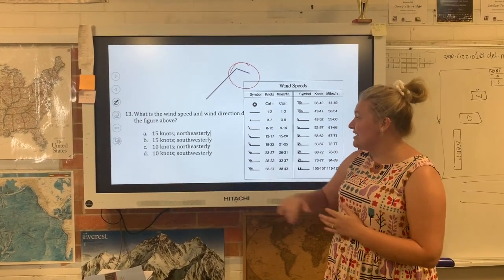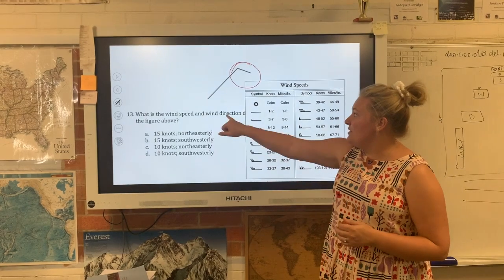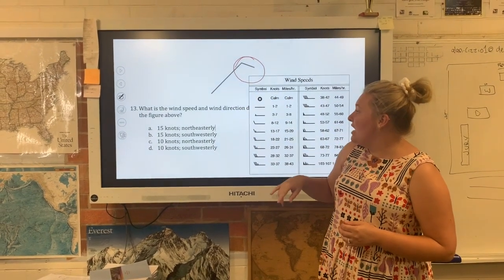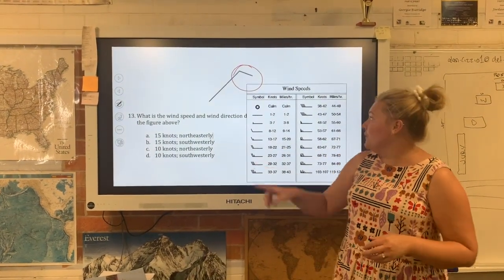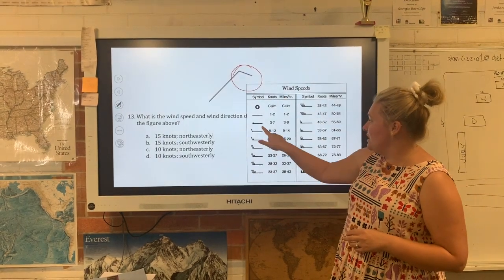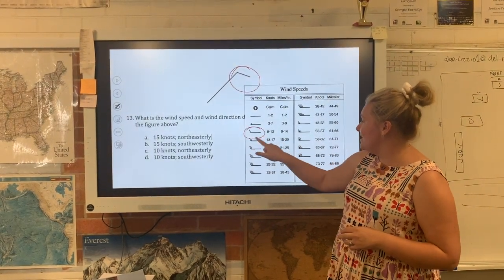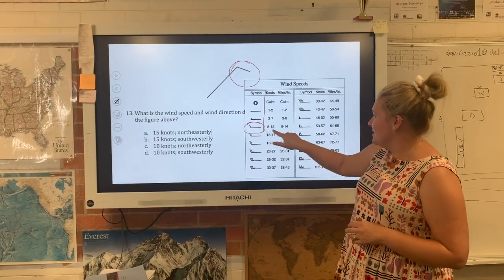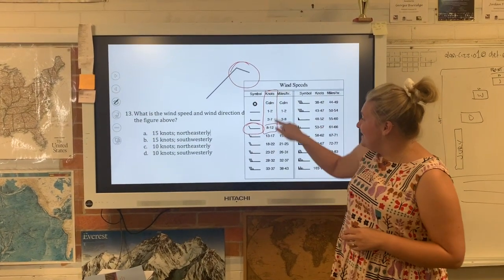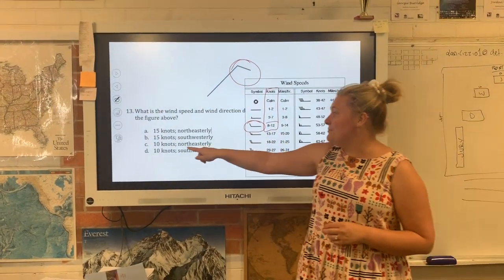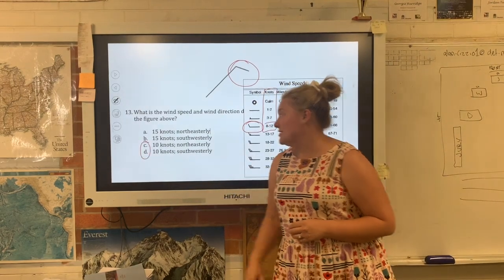So in this case here, we've been given a question about the wind speed and wind direction using this wind barb, and it's asking for it in knots. So we're going to see here it's got one full feather, so we need to find one full feather, which is here, and then under knots, it's 8 to 12, which means it must be 10 knots.